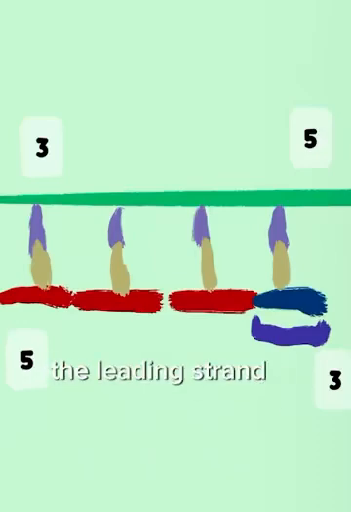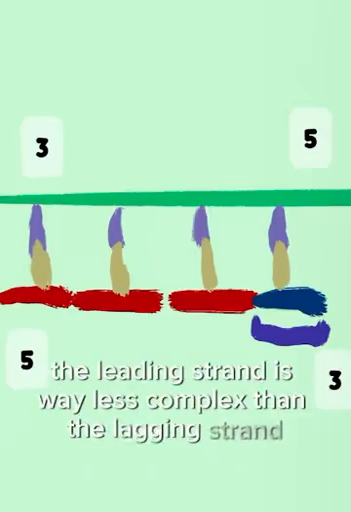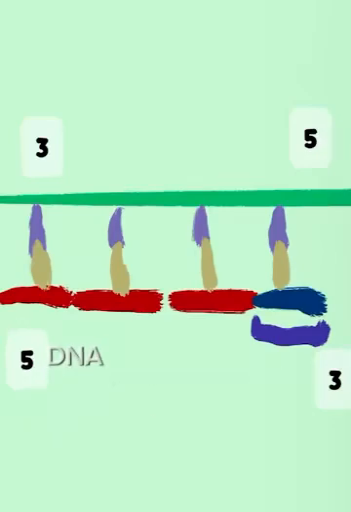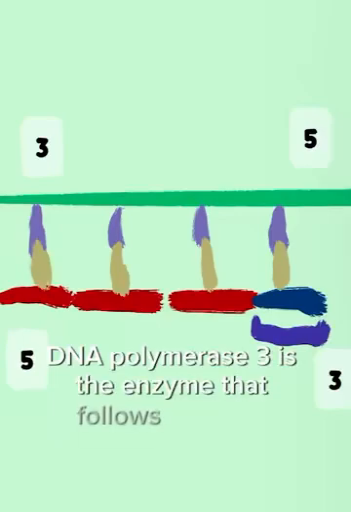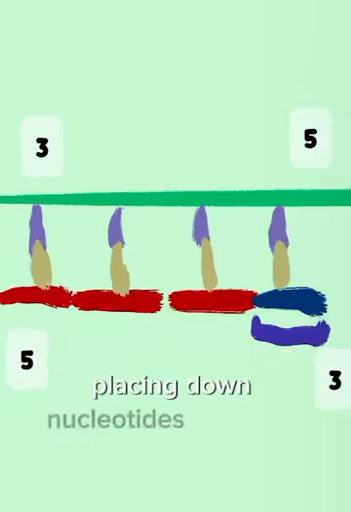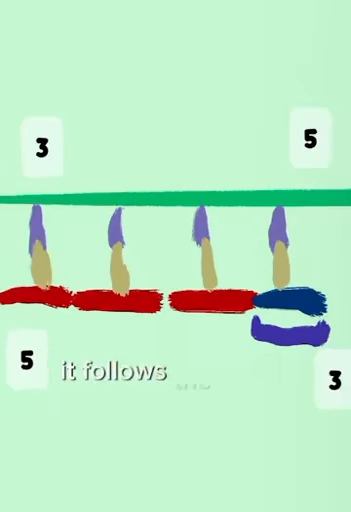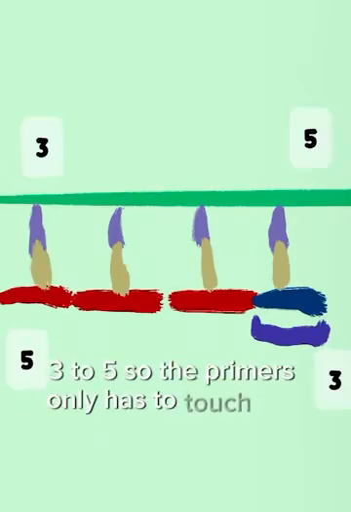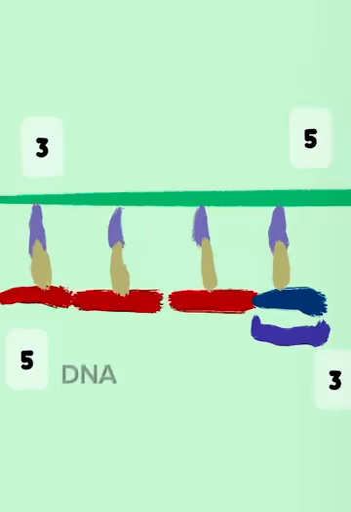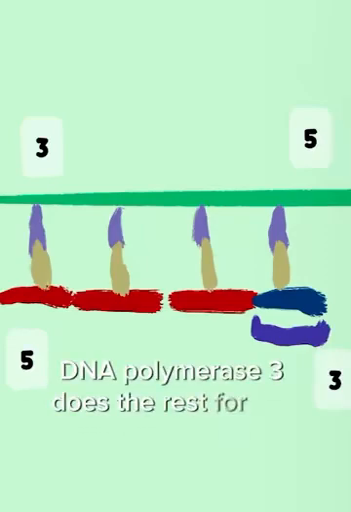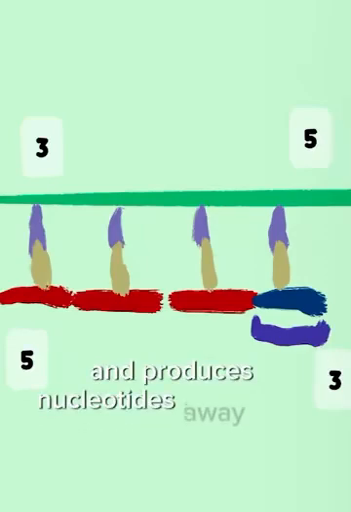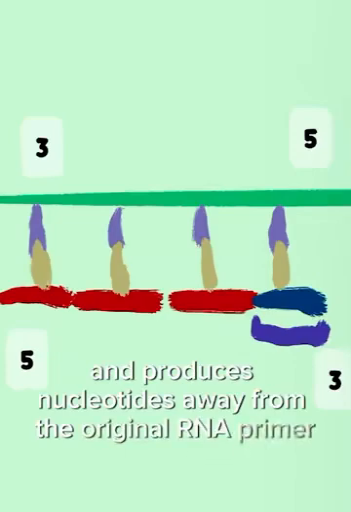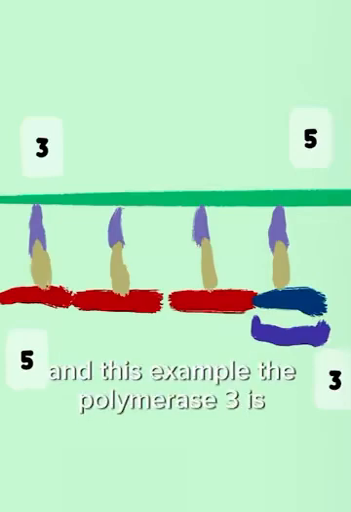The leading strand is way less complex than the lagging strand, so let's start with that first. DNA polymerase III is the enzyme that follows the RNA primers, placing down nucleotides as it goes. It follows the same direction as the leading strand, 3 to 5, so the primase only has to touch the leading strand once. DNA polymerase III does the rest for the leading strand and produces nucleotides away from the original RNA primer. In this example, the polymerase III is moving to the right.